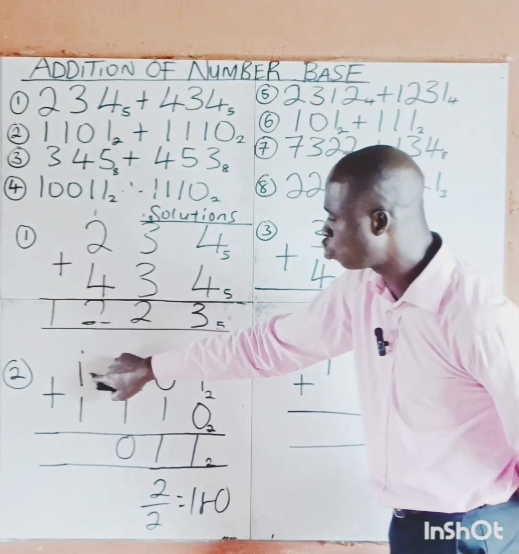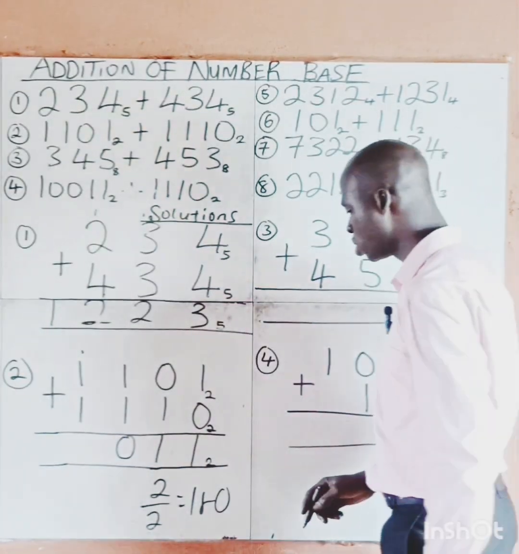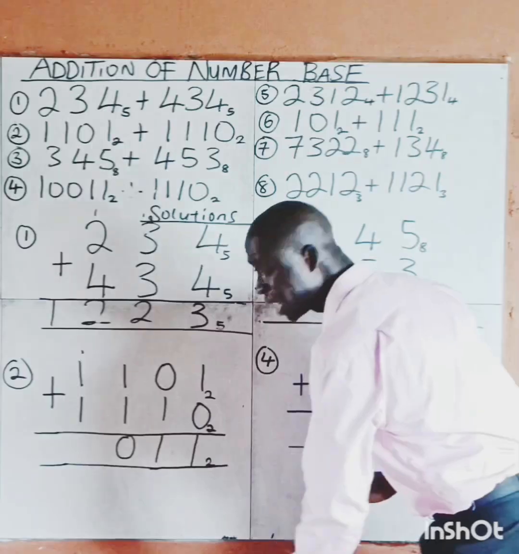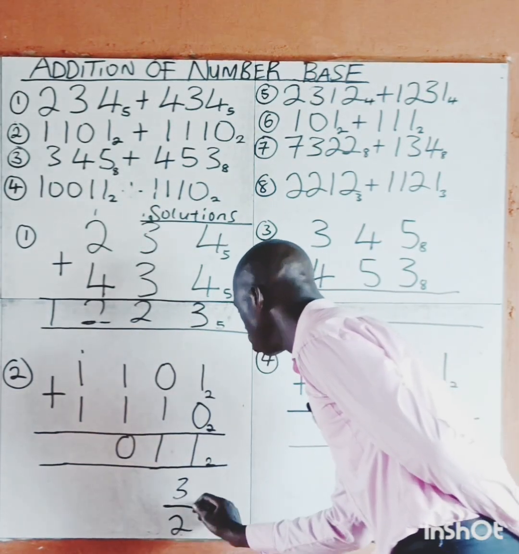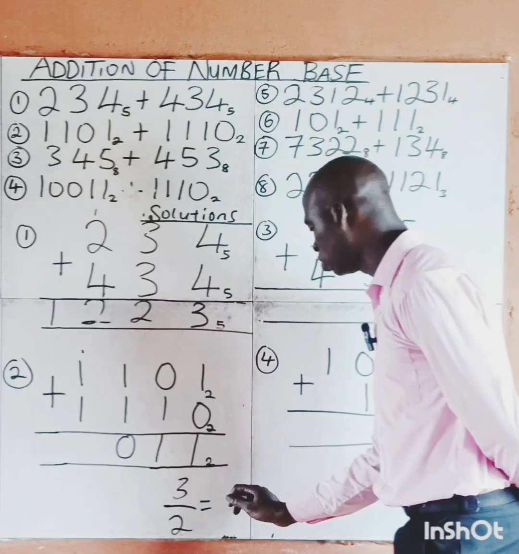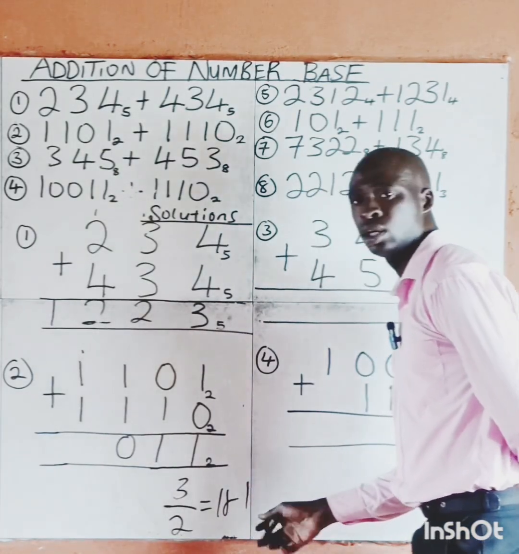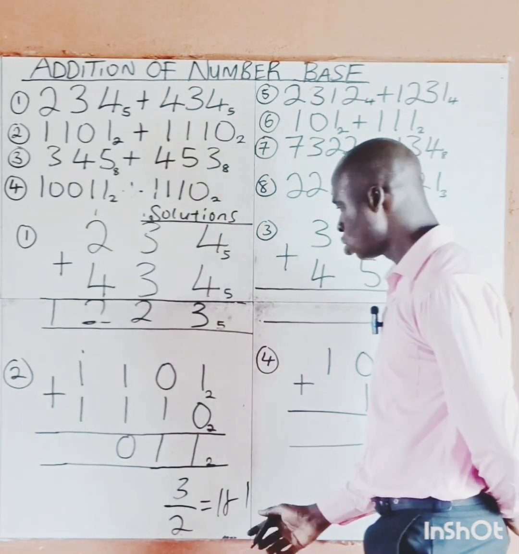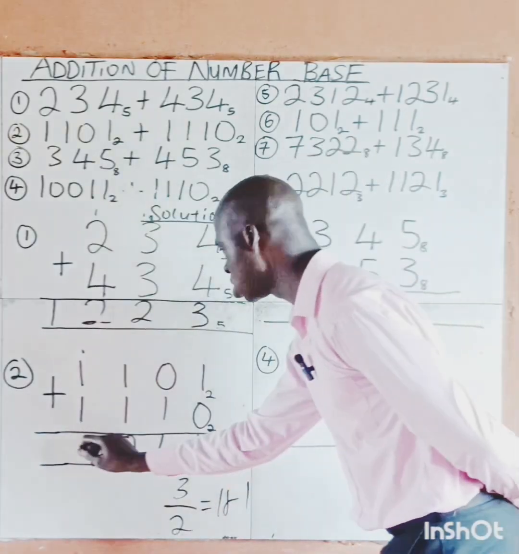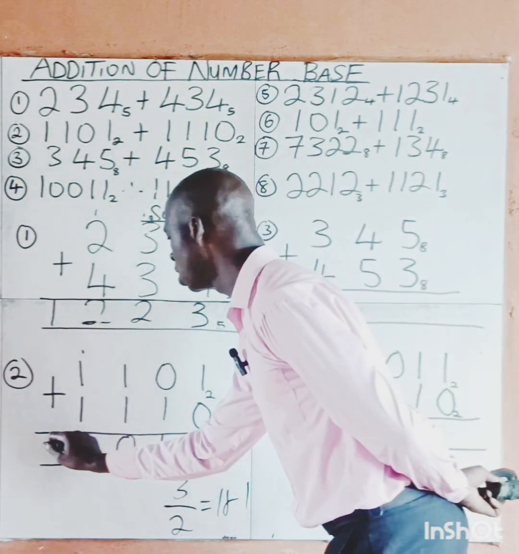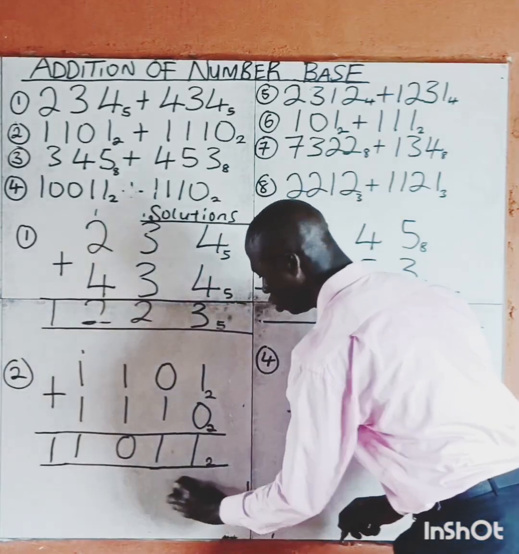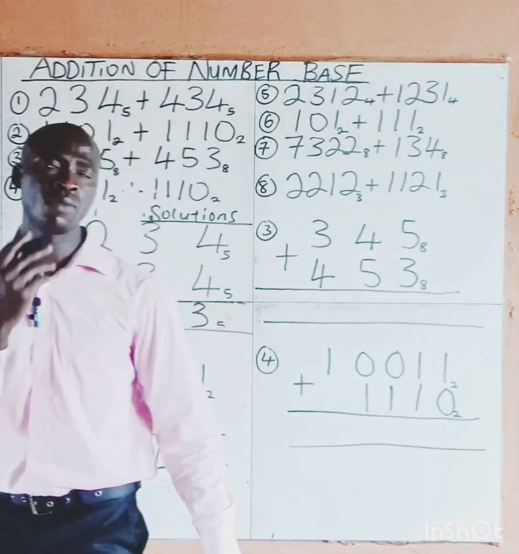Now it becomes 1 plus 1, which will simply give us 3. You go back again to your solving notes and write 3 divided by a 2. Now, if you divide 3 by 2, it will give us 1 remainder 1. You can clearly see for yourself. So therefore, I will always write my remainder first, which is 1, before I write this 1 right here. And this is the solution to question number 2. Now, we'll quickly move to question number 3.